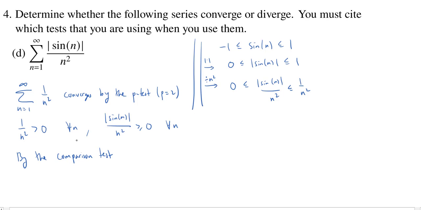right, which says, okay, if you have two eventually non-negative sequences, and you know that one of those sequences bounds the other one, and if the series corresponding to the one you know converges, then the series corresponding to the bounded one also converges. So by the comparison test, the series we're starting with, the absolute value of sine of n over n squared, this also converges.